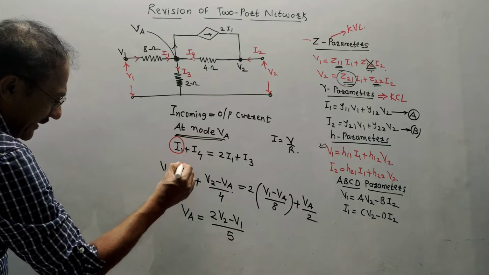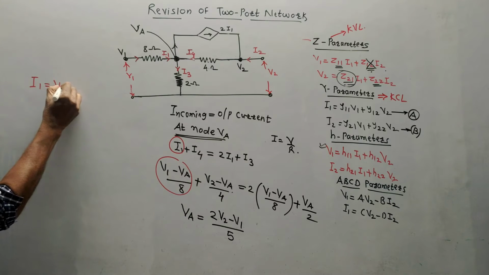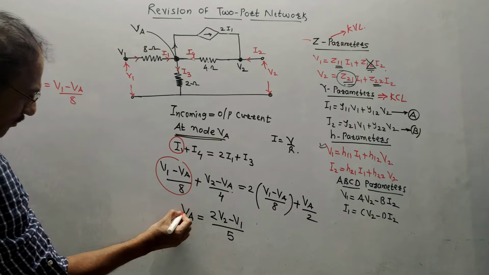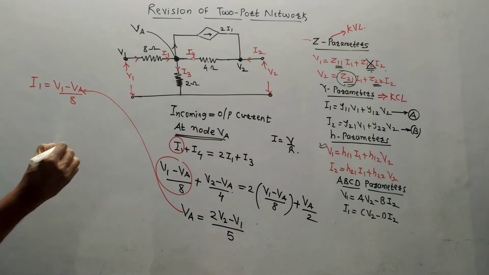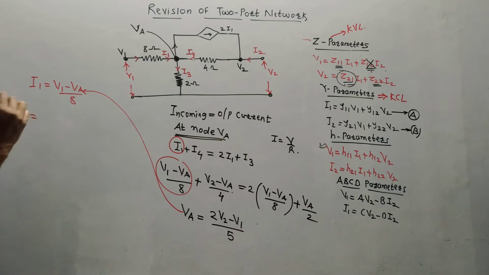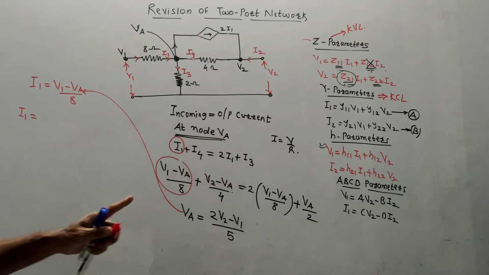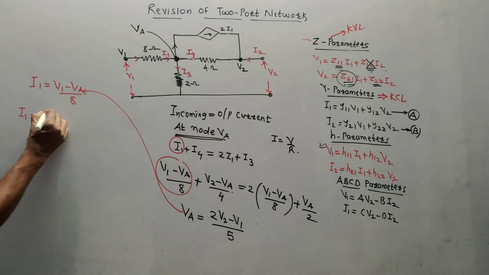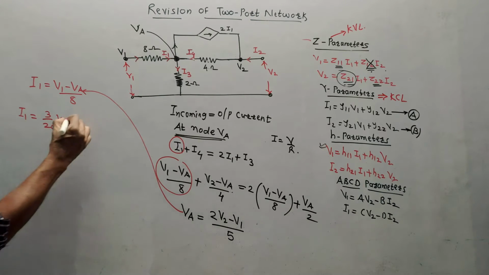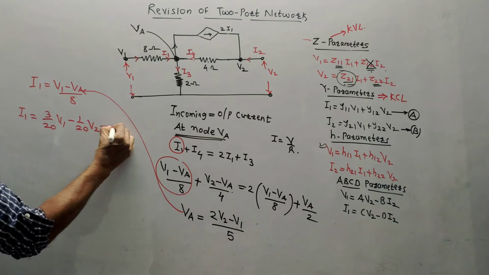We have already written the equation of I1, I will write it over here. I1 is equal to (V1 minus VA) upon 8. Simply put the value of VA over here and simplify the equation. I am directly writing the answer without simplification, since simplification is pretty simple. So I1 is 3 by 20 V1 minus 1 by 20 V2. Say this is equation number 1.